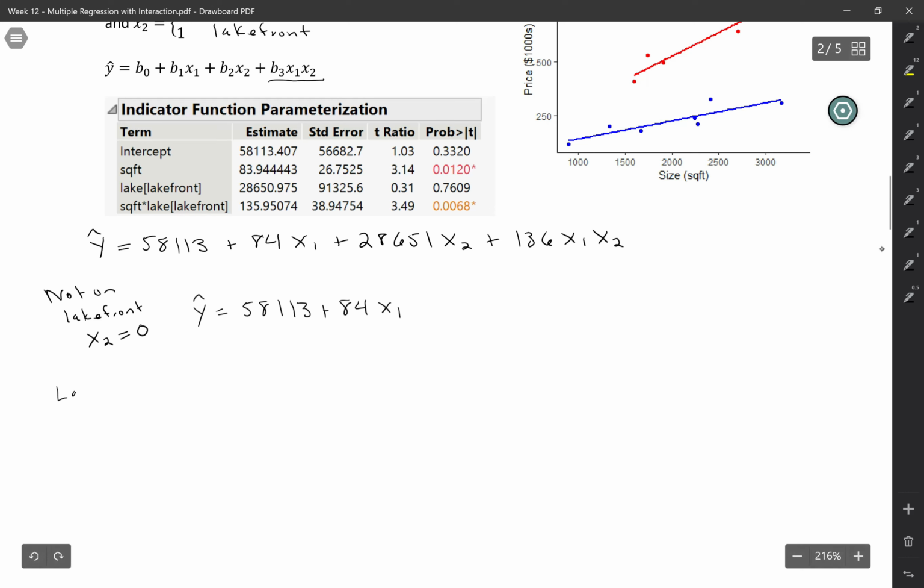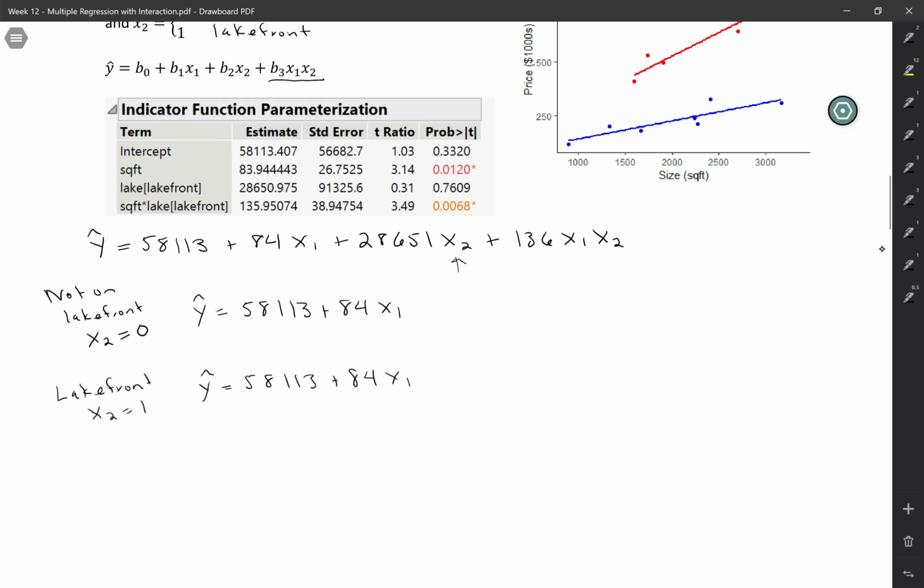For houses that are on the lakefront, we're going to need to make some adjustments. So this is where we're plugging in x2 equals 1. It starts off the same, with the same intercept and slope, but now we've got some adjustments. I'm plugging in 1 for this x2, so I'm just going to end up with that constant, plus 28,651. And I'm also plugging in 1 here, but in this case I still have the x1 as part of it, so it ends up being 136 times x1. So now I have two constants, and two terms that have x1 in them.